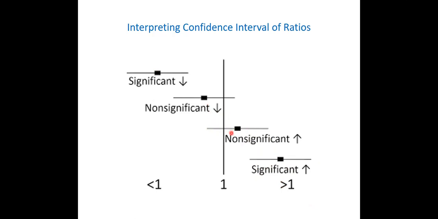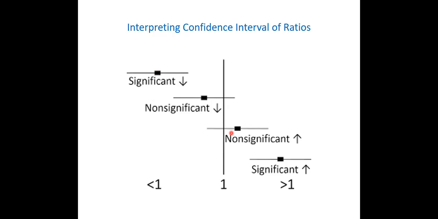Who can tell me why these two in the middle are not significant? It's a workshop, let somebody answer. Who can tell us why they are not significant? Their values include one. Yeah, the values include one.